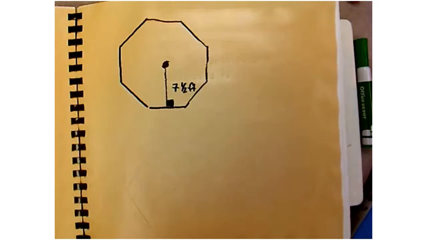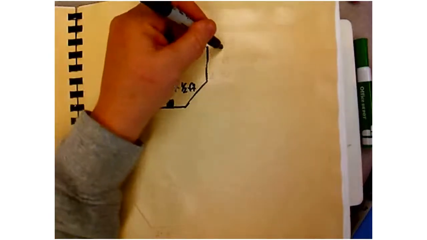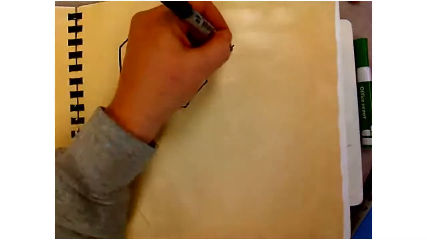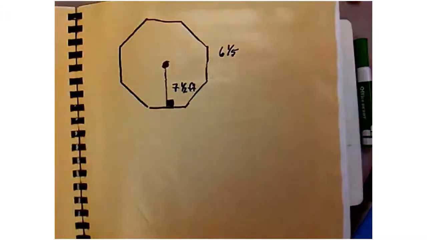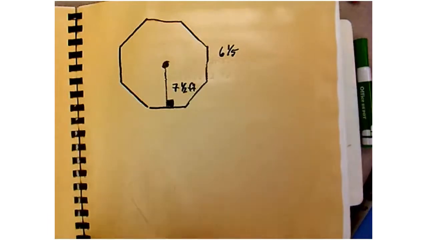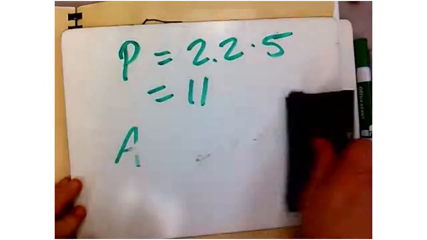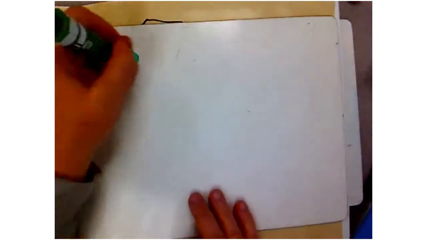And then what is the length of one of your sides? 6 and 1/5. So your apothem is 7 1/2, and a side is 6 1/5. What do we have to do first? Perimeter first. All right, so perimeter equals what?